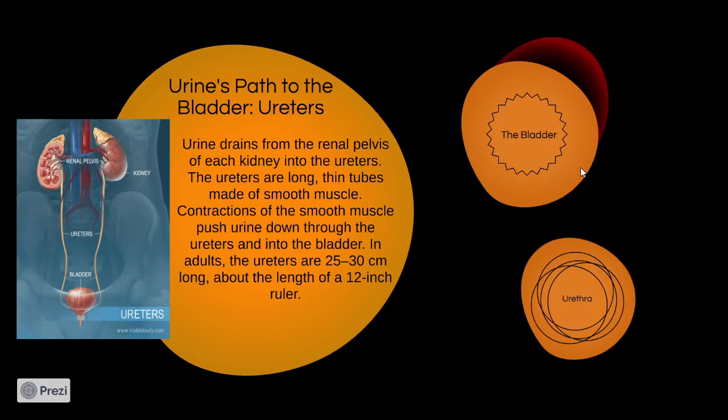Urine drains from the renal pelvis of each kidney into the ureters. The ureters are long, thin tubes that are made of smooth muscle. Contractions of the smooth muscle push urine down through the ureters into the bladder. In adults, the ureters are 25 to 30 centimeters long, about the length of a 12-inch ruler.